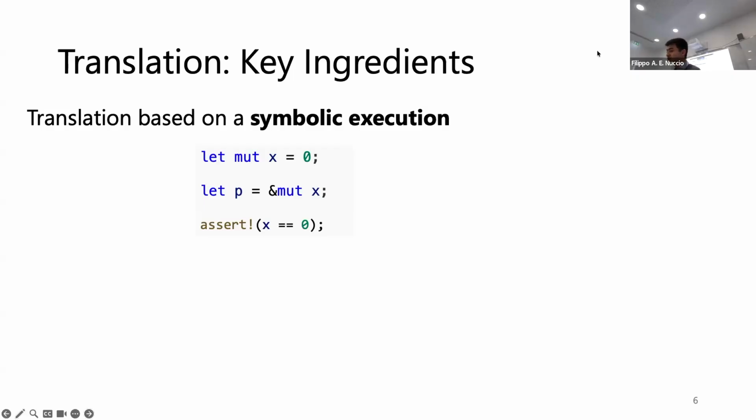And we do so by doing some sort of symbolic execution that keeps track of an environment where we abstract away the heap and where we treat borrows and loans as first-class values. So for example, initially we just have a mapping from X to the value 0.